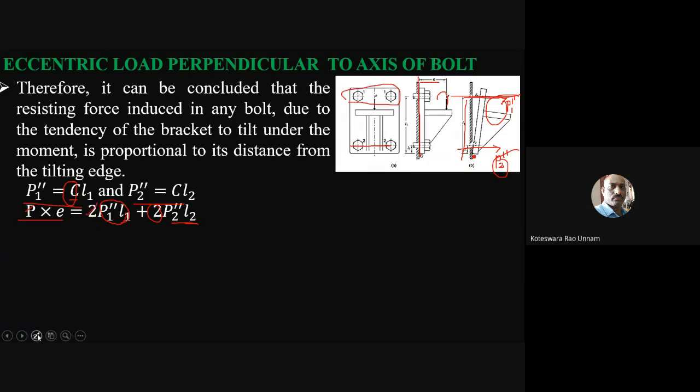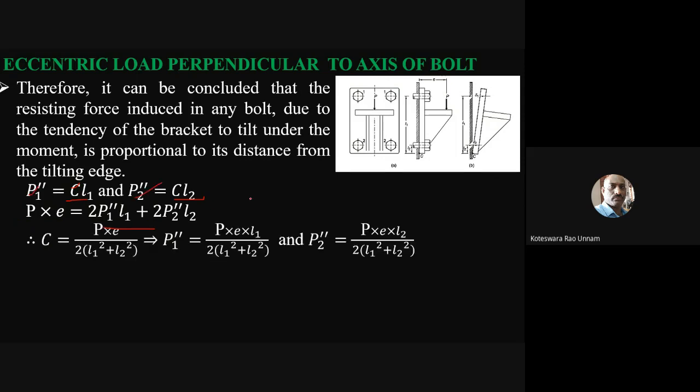So these are our equilibrium equations. If you substitute P1 double dash equals C L1 and P2 double dash equals C L2 into this, you can calculate C. Once you know the C value, you can calculate P1 double dash and P2 double dash also.